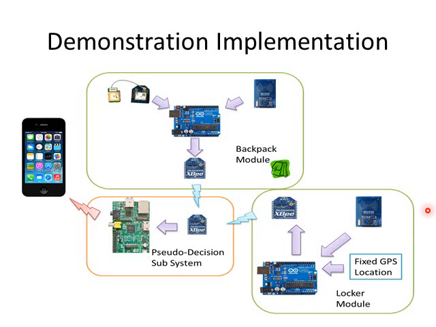My locker module will act as an auxiliary to provide extra data that allows the decision subsystem to make better decisions, including whether a book has been lost or whether a book is not inside of the backpack or the locker, so it can be elsewhere.